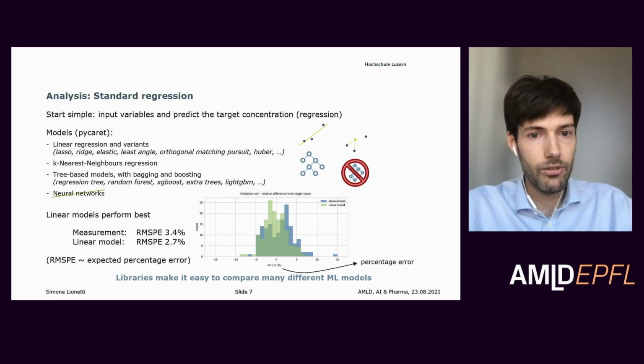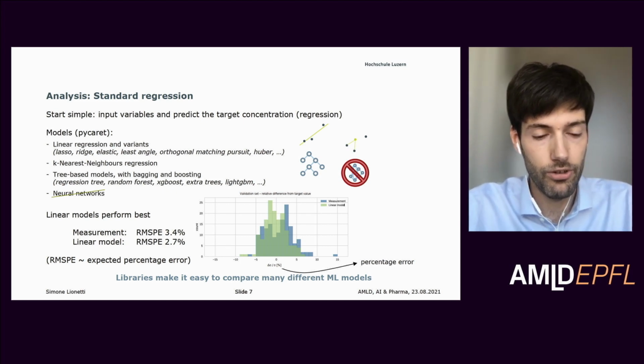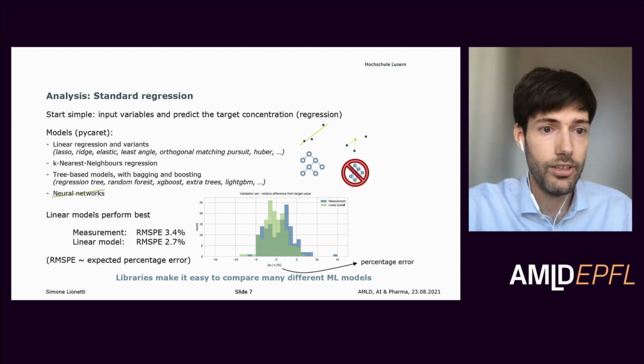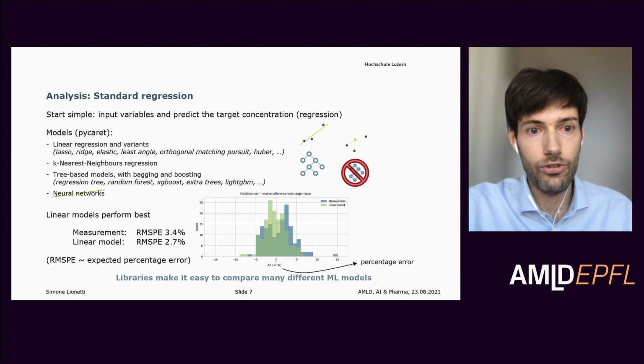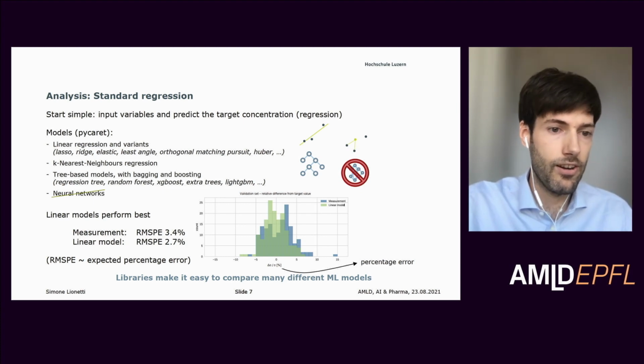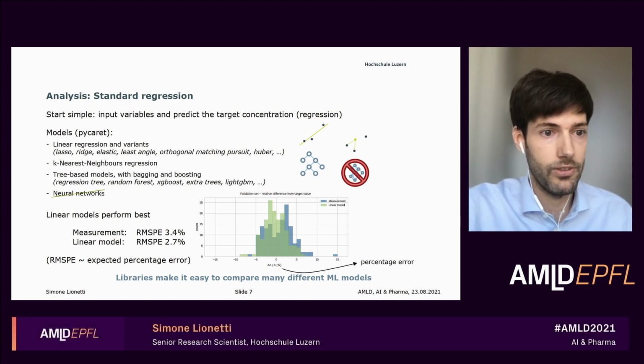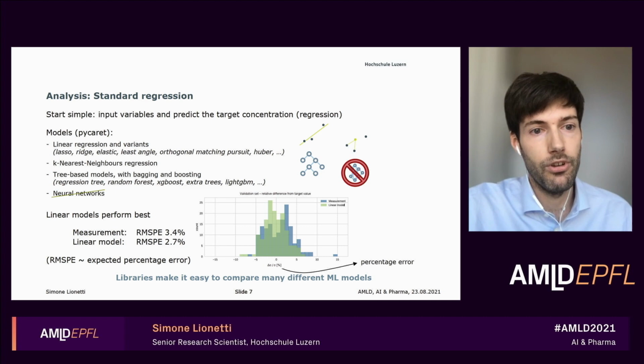So we want to start with the simplest thing that we can do. And this means that we're going to take the features that we just constructed, use them as inputs, and try to regress the target concentration that the instrument should measure. Luckily, nowadays, there are frameworks which allow us to compare many different machine learning models with very little effort.